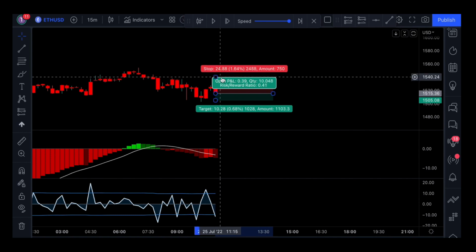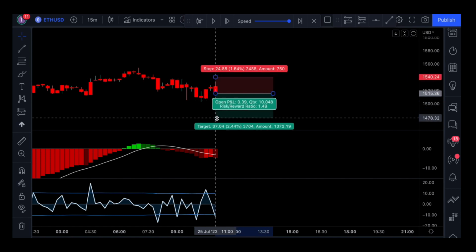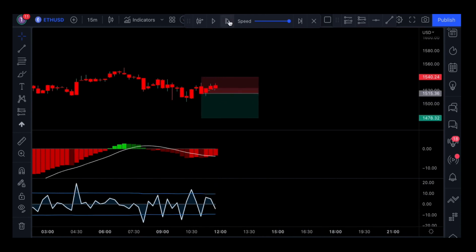The stop loss should be placed slightly above the recent highest price. We're going to be targeting 1.5 times the risk.